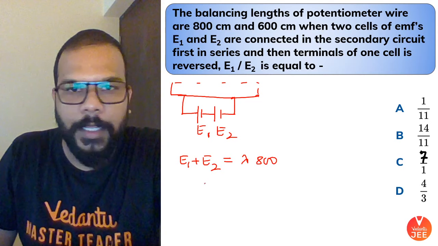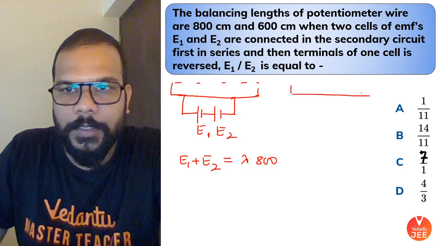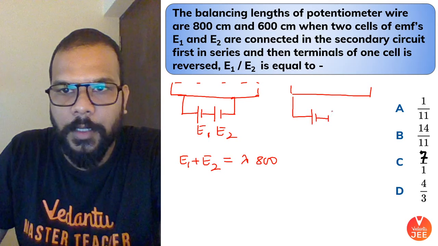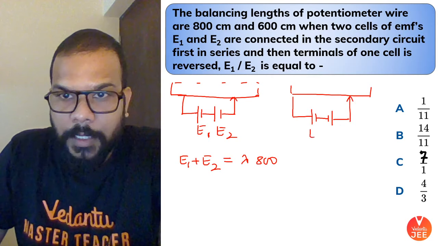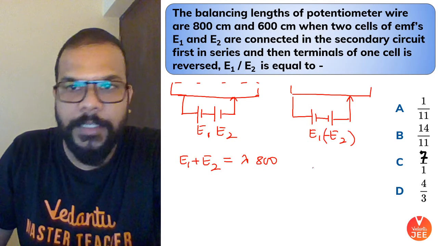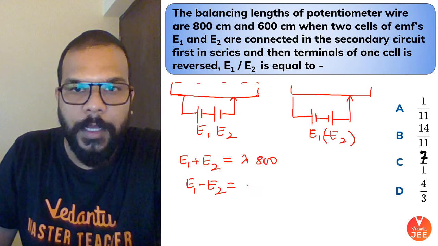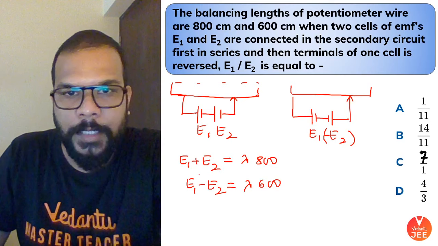Okay, after that we are given that in the same circuit now the balancing length has changed because you have changed the polarity over here. Okay, so that means now this is E1 and this is E2 but with a polarity changed. So we can say that this has become E1 minus E2 and this time the balancing length is coming out to be 600. Okay guys, so let's do one thing.